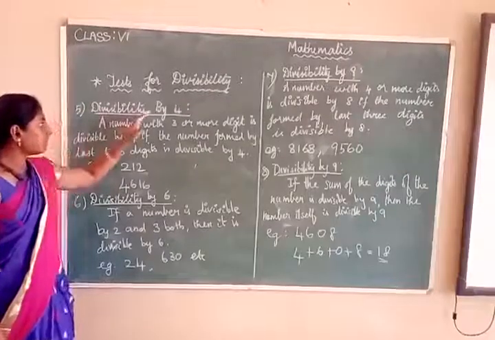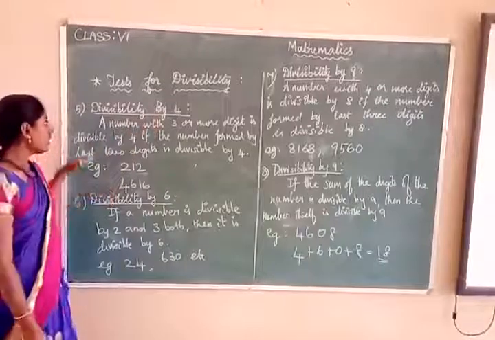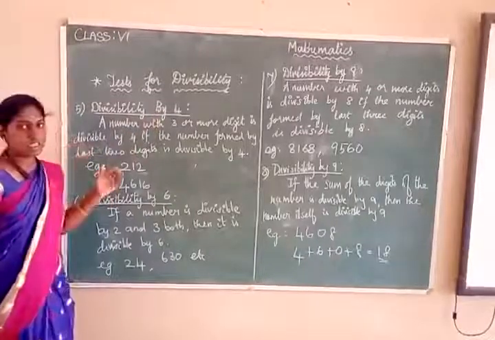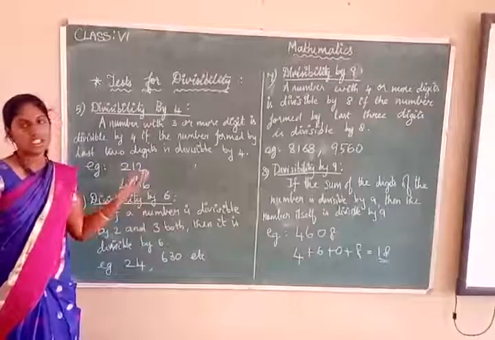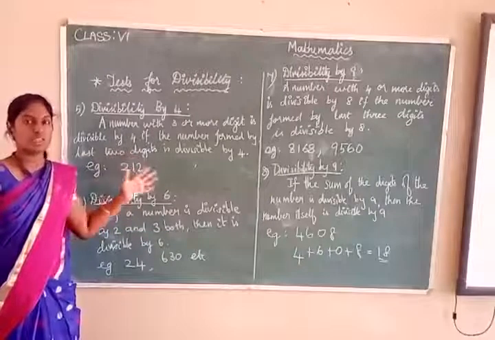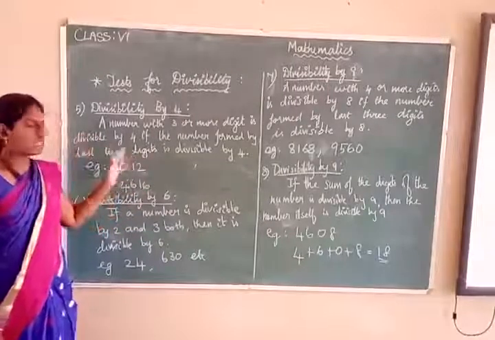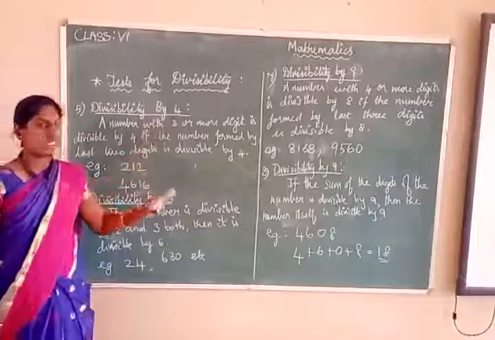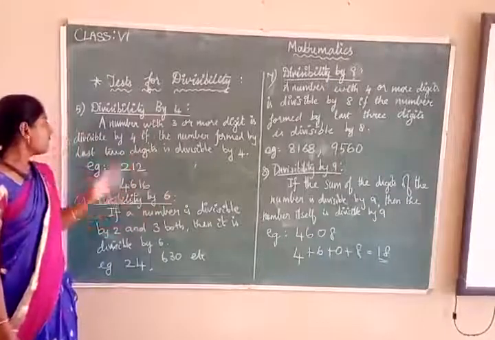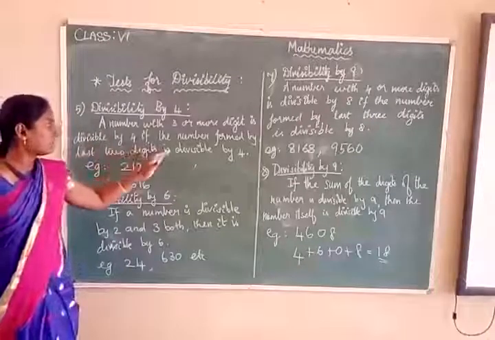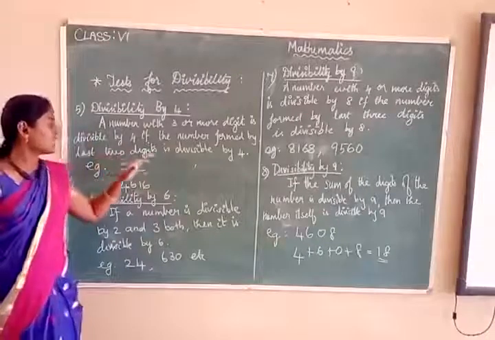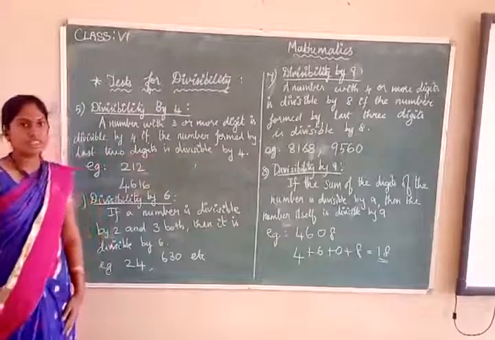Divisibility by 4. If a number has 2 digits, it is easy for us to find whether it is divisible by 4 or not. We can do the normal division and find it. But if a number has 3 or more digits, then how can we find it? A number with 3 or more digits is divisible by 4 if the number formed by the last 2 digits is divisible by 4. Is it clear?